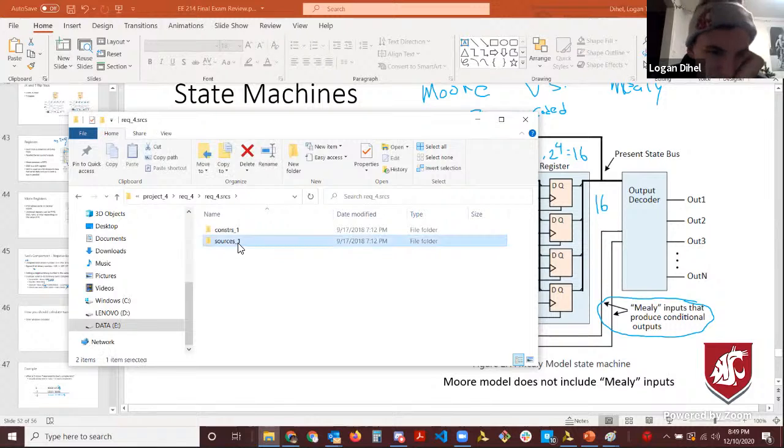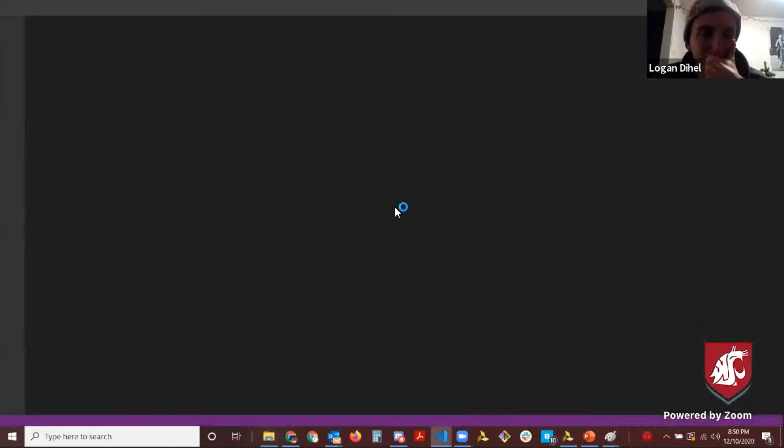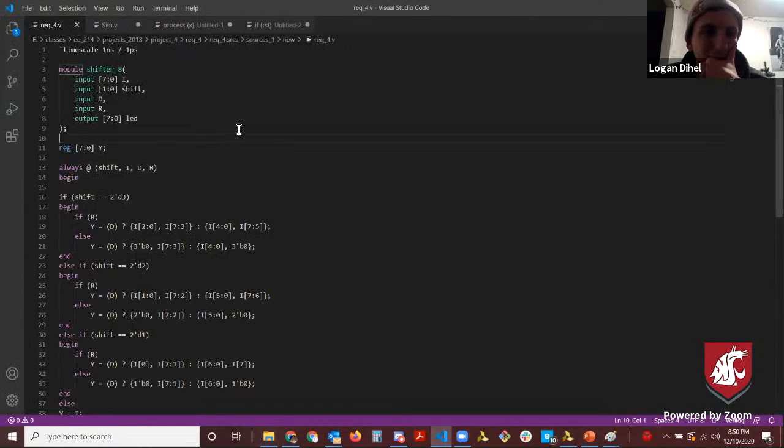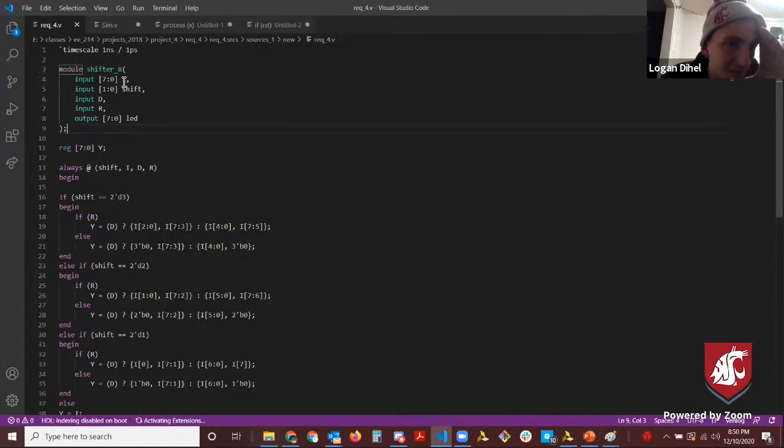So this is what I wrote 2 years ago. It's probably going to be bad, so I'll fix it if it looks awful. Okay, so this is kind of what I have going on. This is an 8-bit shifter. So the inputs: shift is the number it's shifting by, I could have said N. I have a direction, and R is like rotate or shift.